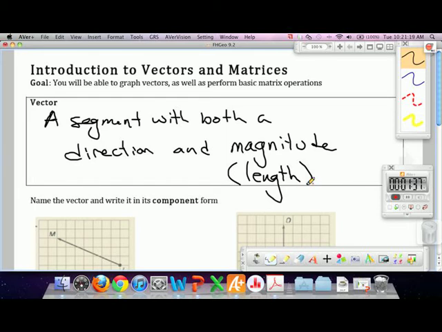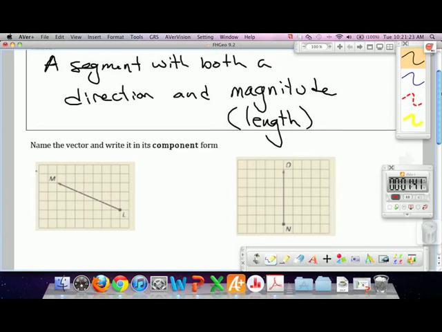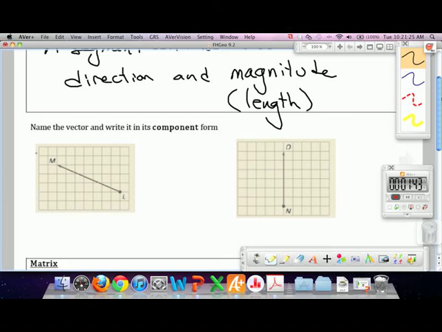The starting point is called the tail of a vector. It's kind of weird, but where it starts is called the tail, and we represent that with a dot. The head of a vector is where the arrowhead is, and we represent it with an arrowhead. Okay.